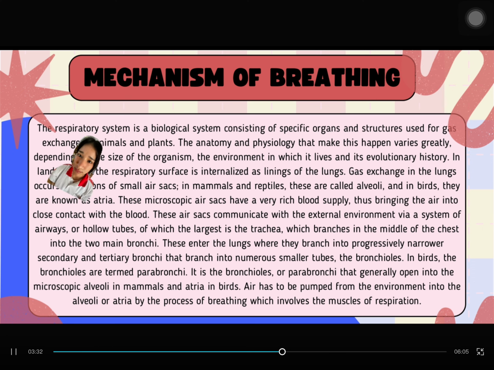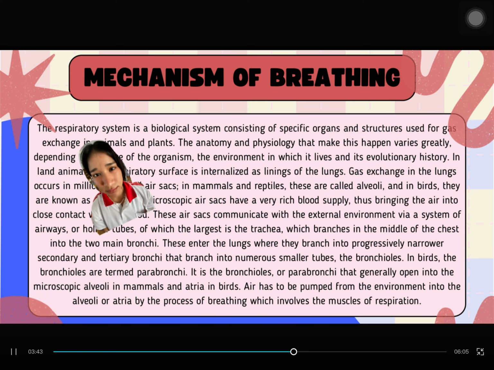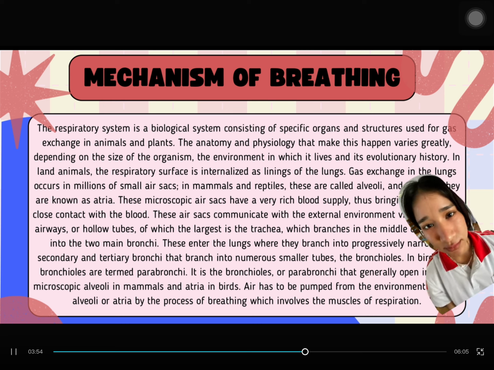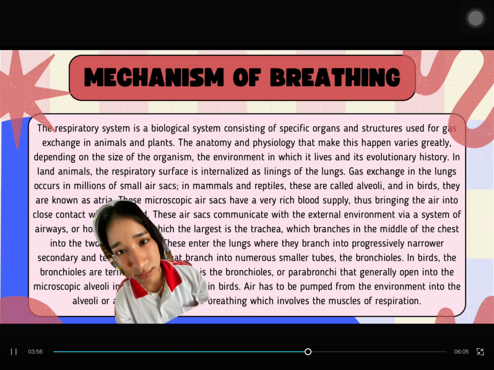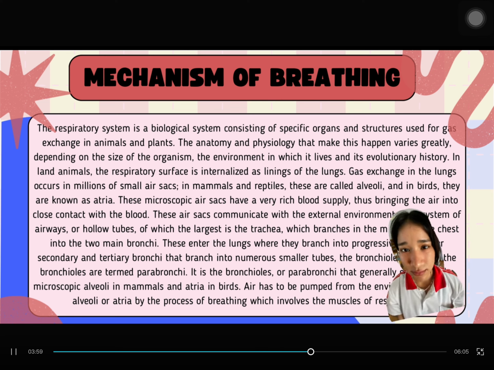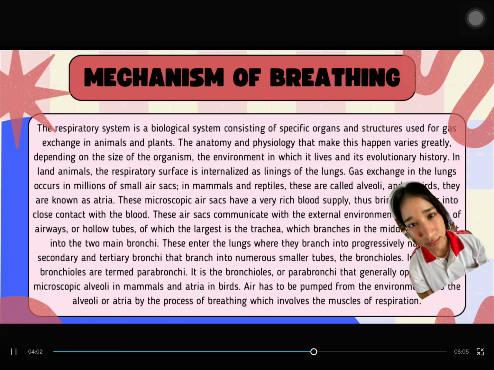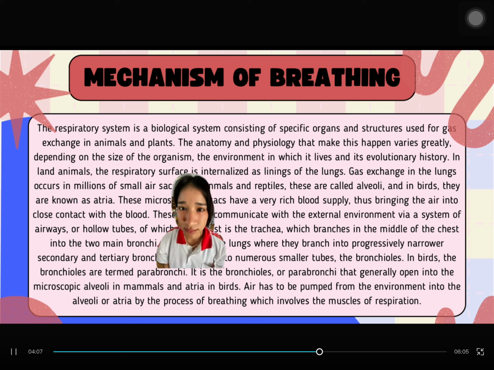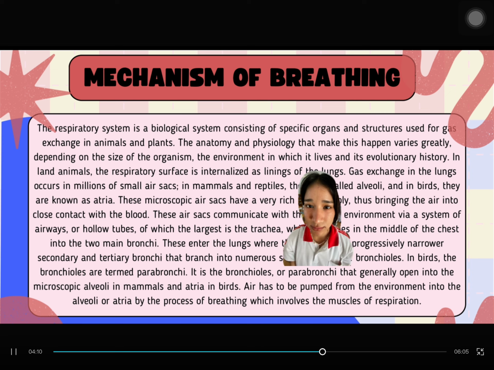The next topic is mechanism of breathing. The respiratory system is a biological system consisting of specific organs and structures used for gas exchange in animals and plants. The anatomy and physiology that make this happen vary greatly depending on the size of the organism, the environment in which it lives, and its evolutionary history. In land animals, the respiratory surface is internalized as lining of the lungs.